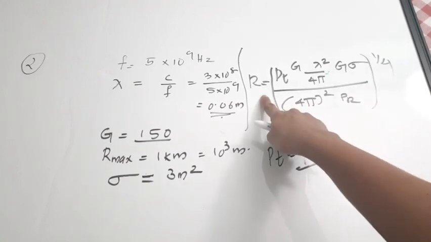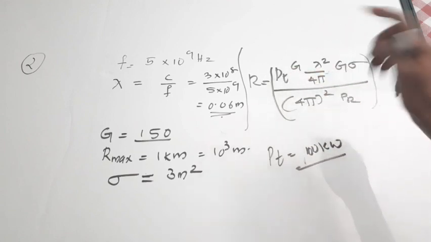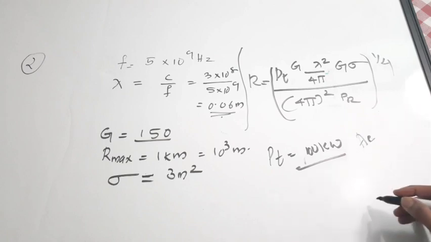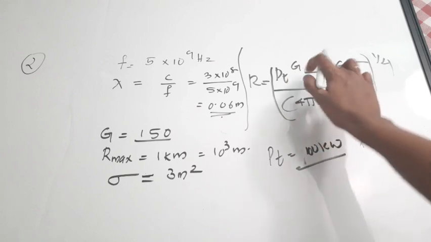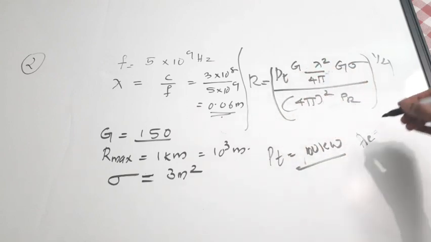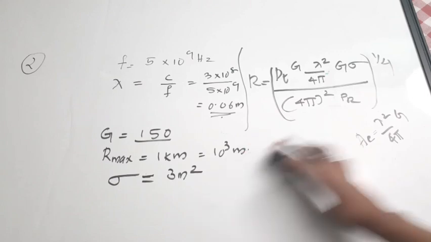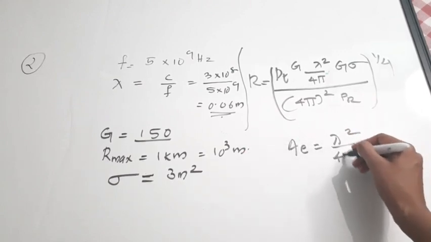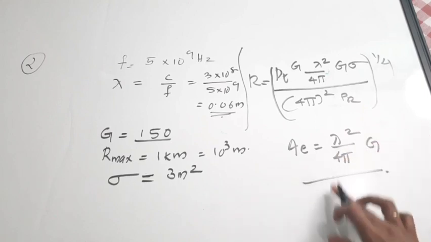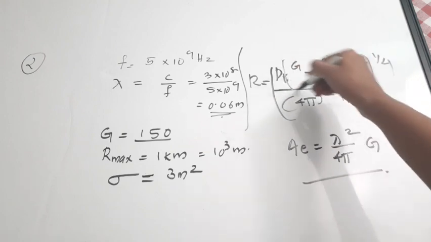Now R is the range, which is the same. PT is the transmitted power. Now we have replaced, there is one variable missing here. What is that? Antenna aperture. AE is missing, right? So we have replaced AE with this representation. AE can be written as AE equal to lambda square by 4 pi G, which is the representation for AE or antenna aperture. So I have replaced here AE with this.